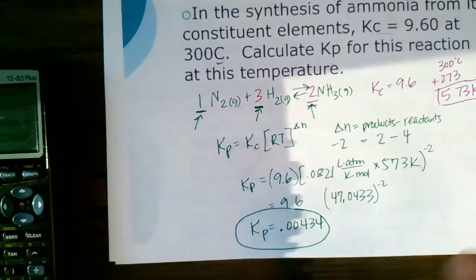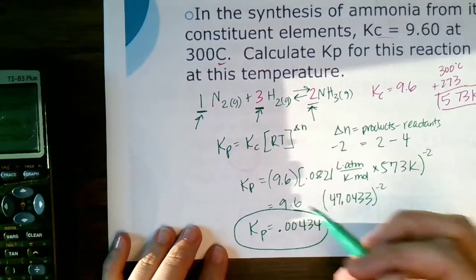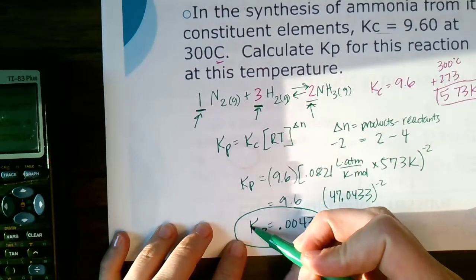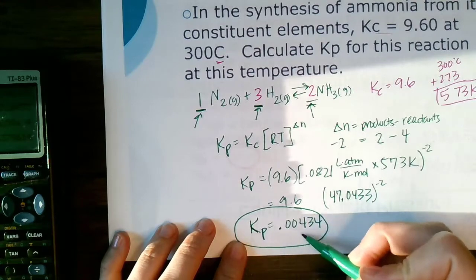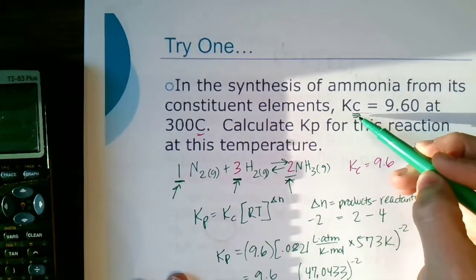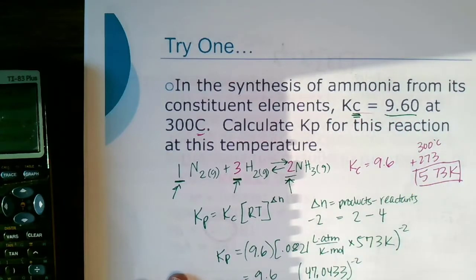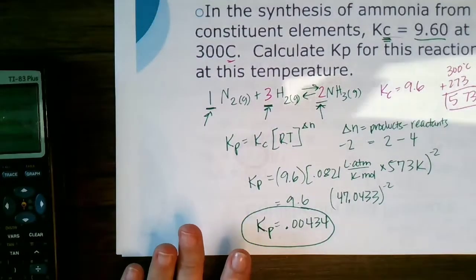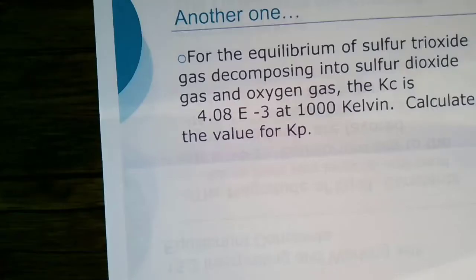And we can see that these are significantly different numbers. My equilibrium constant for pressure, 0.00434, compared to the equilibrium constant as far as concentration at 9.6. So we can see that those numbers are very different. Should we try one more?